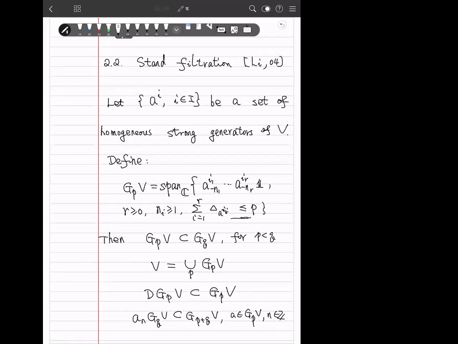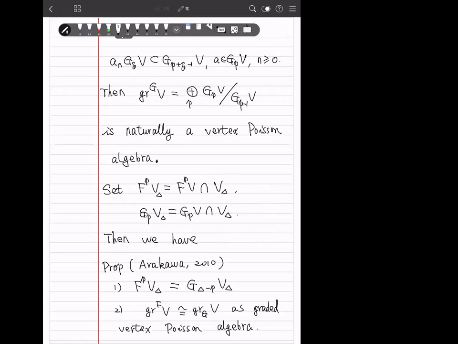So then we get this increasing filtration, and it can be checked that it satisfies the following relations. So then we get a graded object, this graded V, and this is naturally a vertex Poisson algebra.